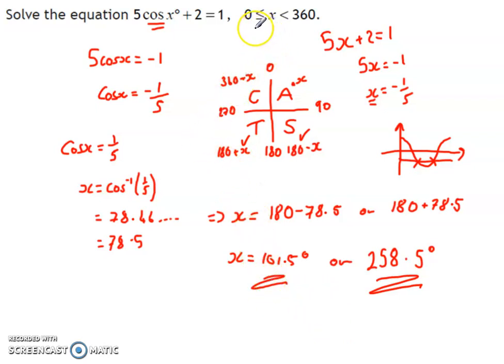Make sure as well your solutions are within the range. Now this one I was happy enough to do 101.5 and 258.5 because my solutions were in the range of 0 to 360. If it limits it any more, maybe 0 to 180, this would be the only valid solution. But in the Nat 5, again, you tend to have the same standard format, so it tends to be 0 to 360 degrees. These questions come up near enough every single year, but if you handle them the exact same way, you'll walk away with the marks every single time.